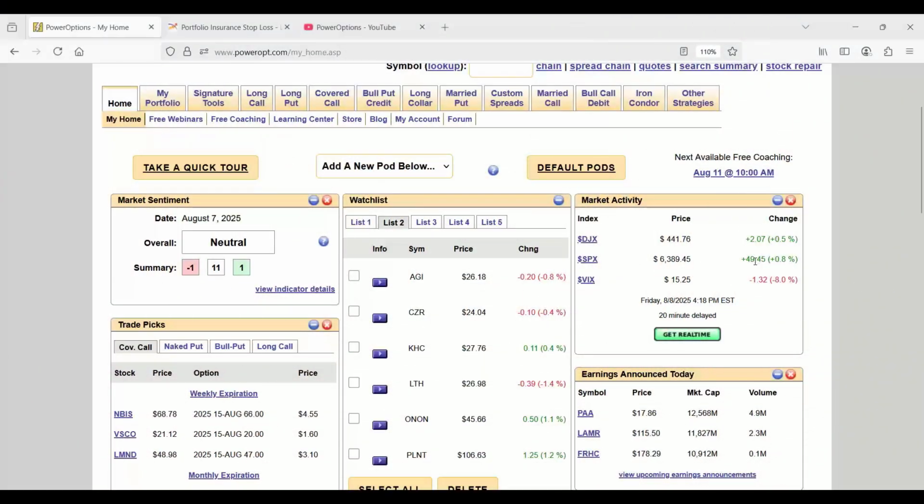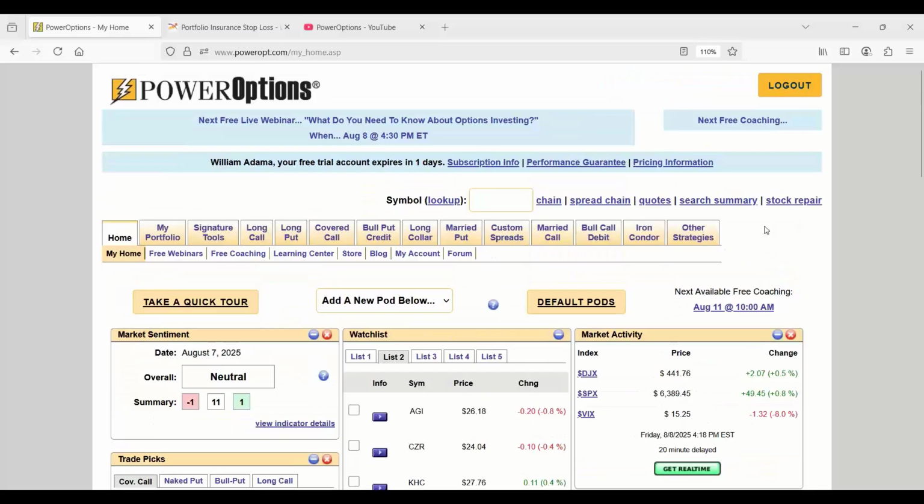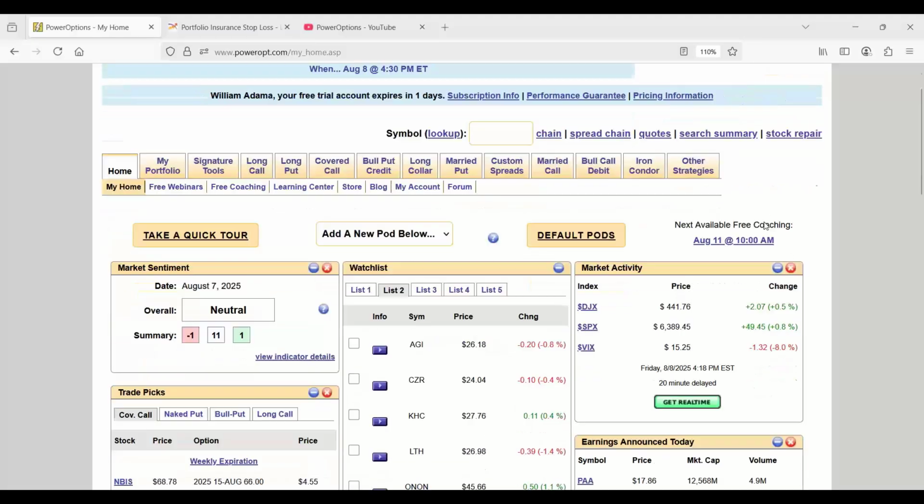Now, I just want to take a look today, and one of the things we're looking at is the main home tab here on Power Options, of course. I always encourage our new trial members and our subscribers to set up the watch list here, the pod list, I should say, for what you'd want to see in the market. When you first log in, when you first look at the finance pages, when you first look at something, what do you want to see?